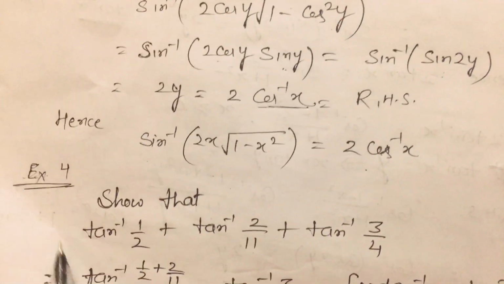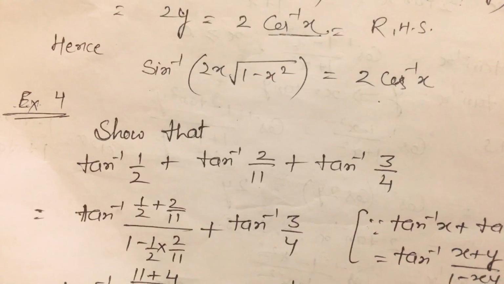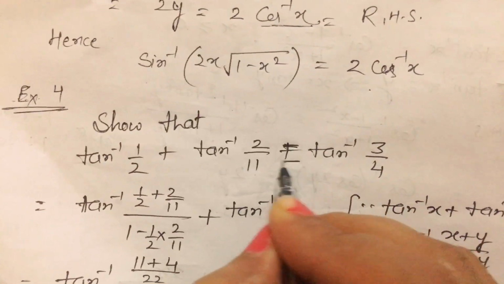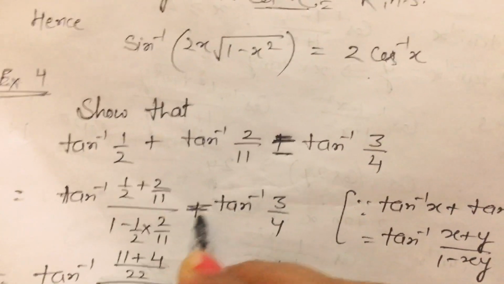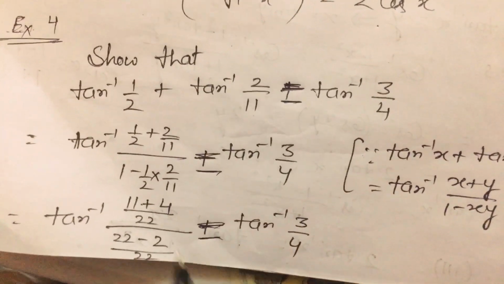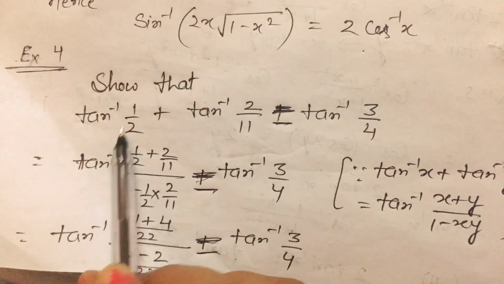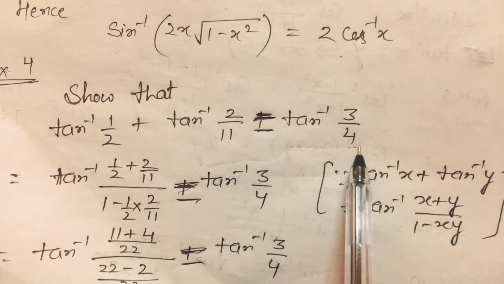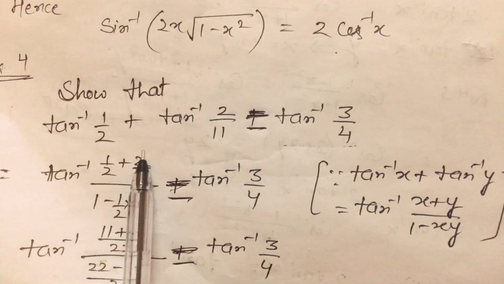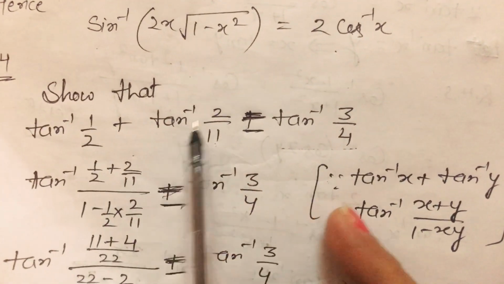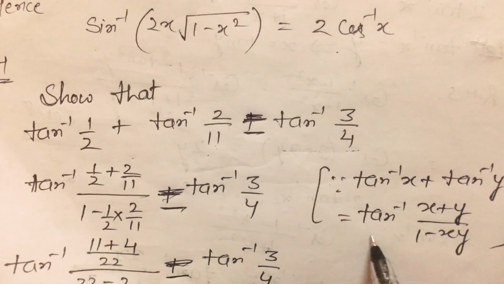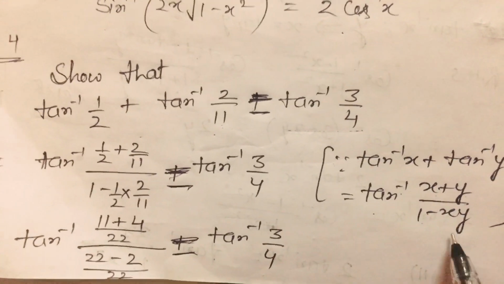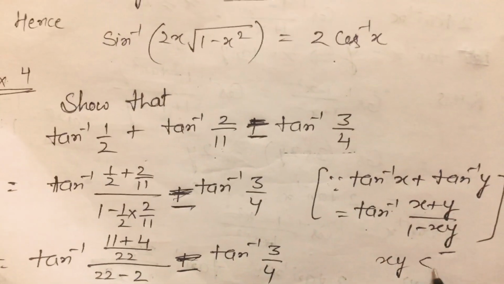Now example number 4, and this is a very important example also. We will do some questions related to this. We have to show that tangent inverse 1 by 2 plus tangent inverse 2 by 11 is equal to this. And we read about one formula: tangent inverse x plus tangent inverse y is equal to tangent inverse of x plus y upon 1 minus xy, where xy is less than 1.